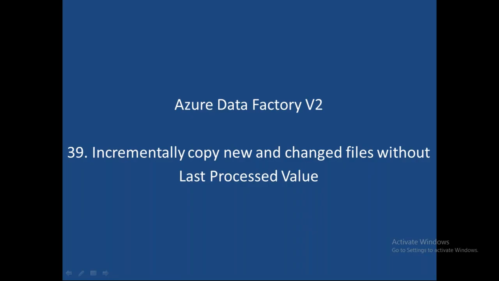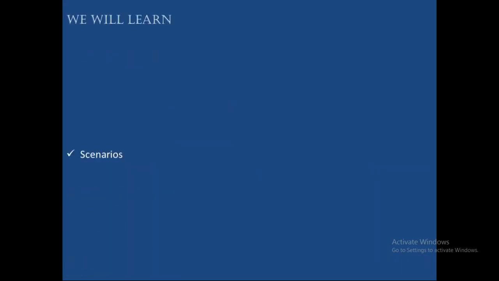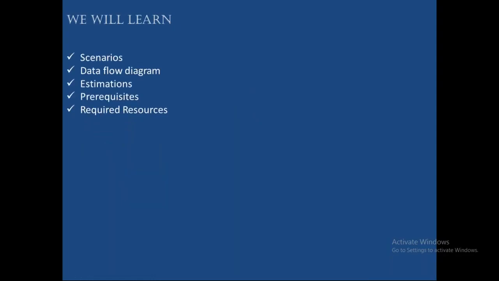Simply some file will come randomly with some random name. You need to identify what is the file which has arrived into the blob storage. That is what we are going to see, how we can achieve that. In today's session we will talk about scenarios, data flow diagram, estimations, prerequisites and required resources. We know all of these things.